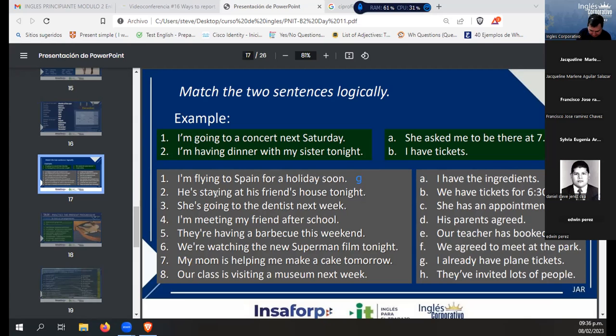I have the internet, we have tickets, she has an appointment, his parents agreed. How do you say agreed? Agreed, estuvieron de acuerdo. Los parientes estuvieron de acuerdo, pudiera ser. Parents son padres, papá y mamá. No, parientes en relatives.